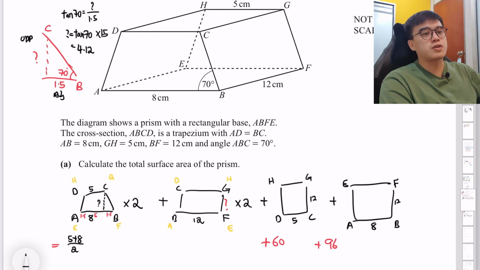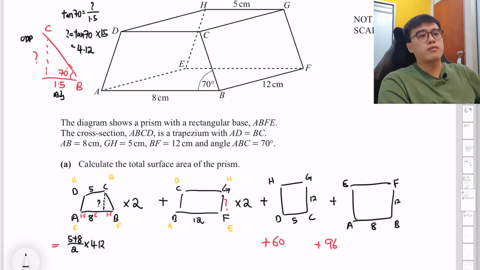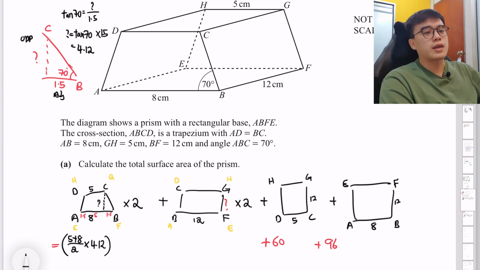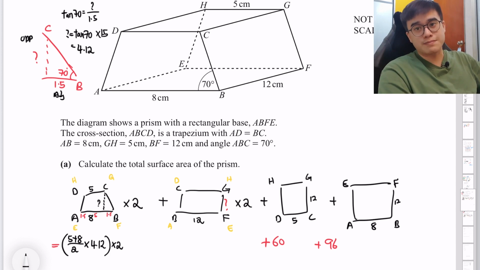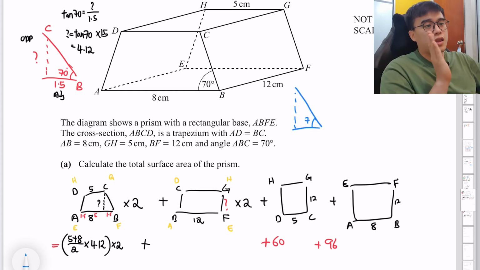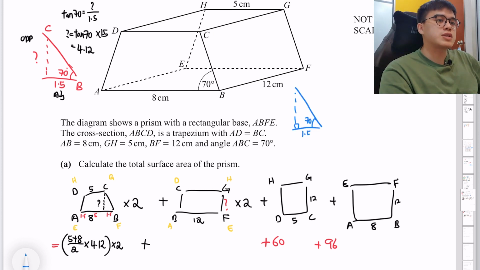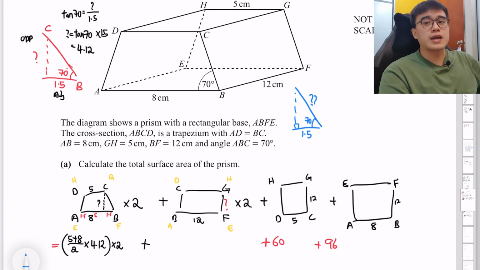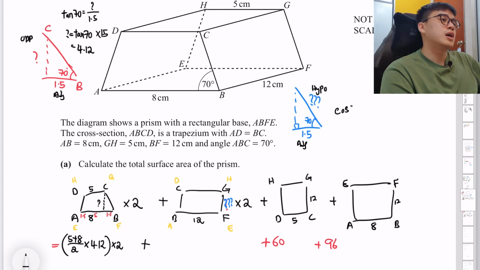So I substitute it in: 5 plus 8 divided by 2, multiplied by 4.12. You should get the area of one trapezium. You saw me multiply by 2 because there are 2 layers of it. Moving on, using the same triangle, I illustrate a blue one over here. We need to identify the hypotenuse now. With adjacent and hypotenuse, we're using cosine 70.